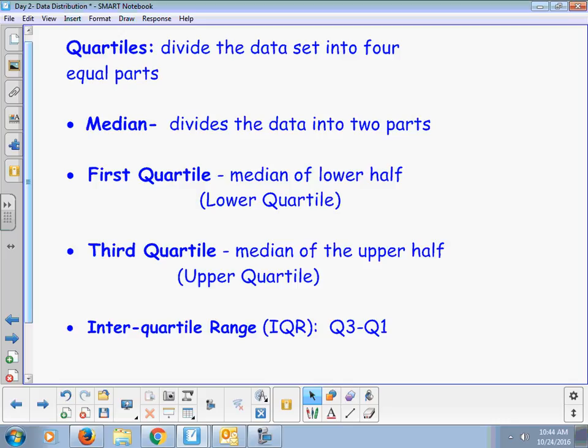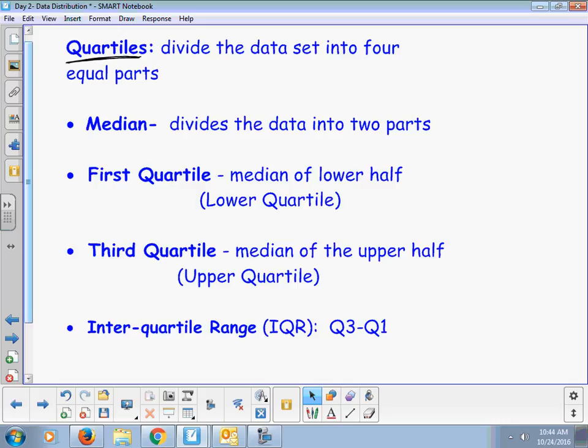Okay, for your next vocabulary words, for box and whisker class, you have another set of vocabulary words on the right-hand side of your paper. Quartiles divide the data set into 4 equal parts. Quartiles, you can think of quarters. It would be 4 equal parts.